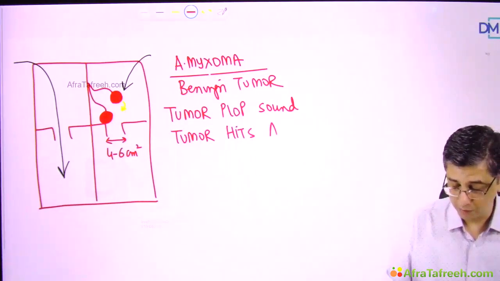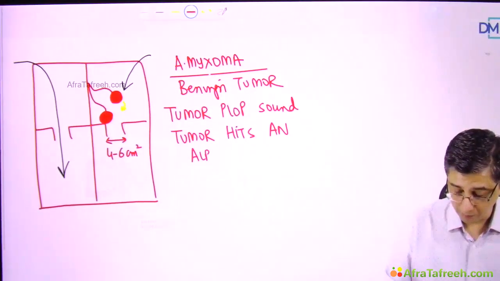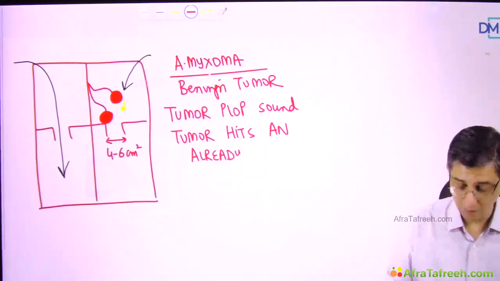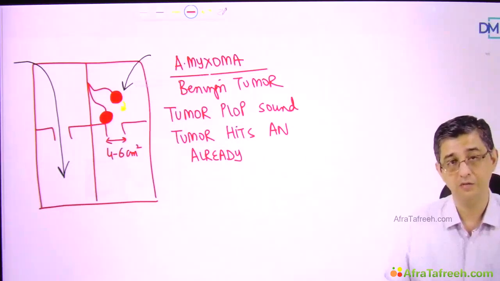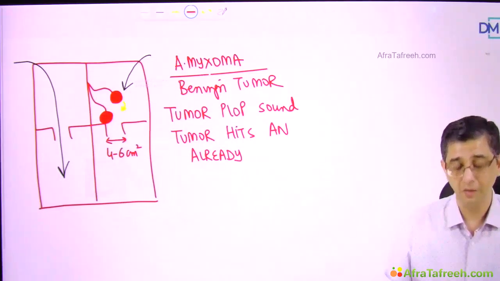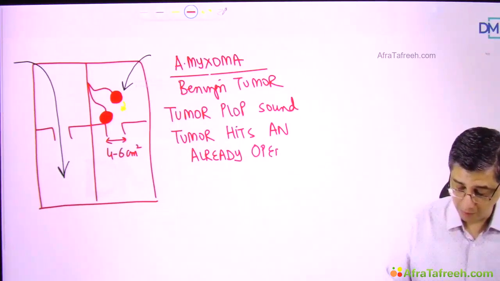And do remember these words that I say. The tumor hits an already open valve. When I'm saying already open valve, that means the heart is already beginning to relax, because I told you the filling of blood occurs in the phase of diastole, especially rapid ventricular filling. So the tumor hits an already open mitral valve.